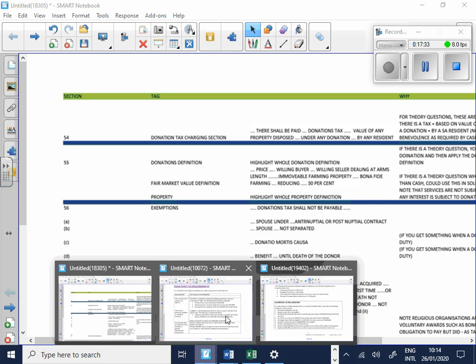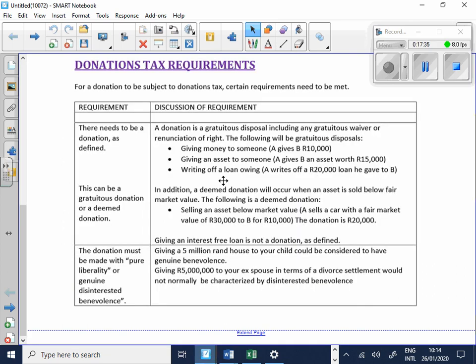Okay, carrying on. So it says, a donation is a gratuitous disposal, including any gratuitous waiver or renunciation of right. So there's the definition. So let's just go through three examples. Giving money to someone, is that a gratuitous disposal to someone? Gratuitous being something for free. Is that right? Giving an asset to someone, I'll give you an asset. You can have my car. Is that a gratuitous disposal?